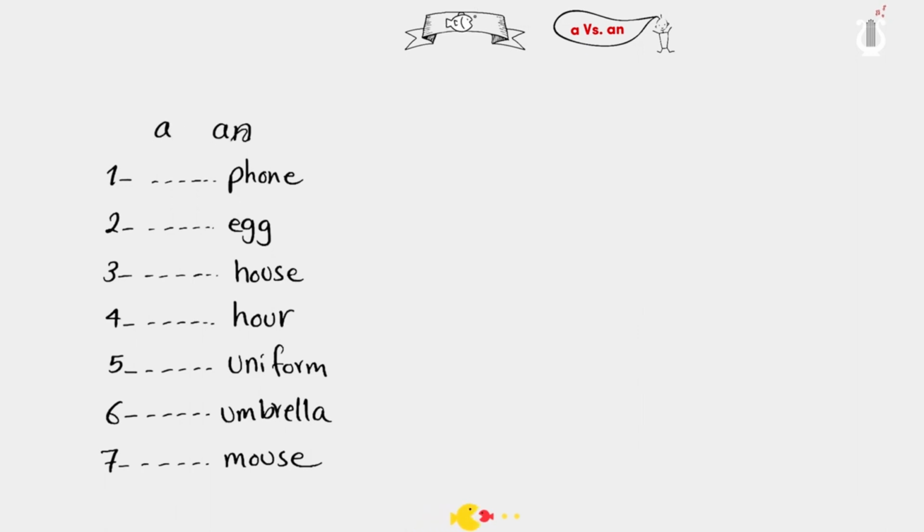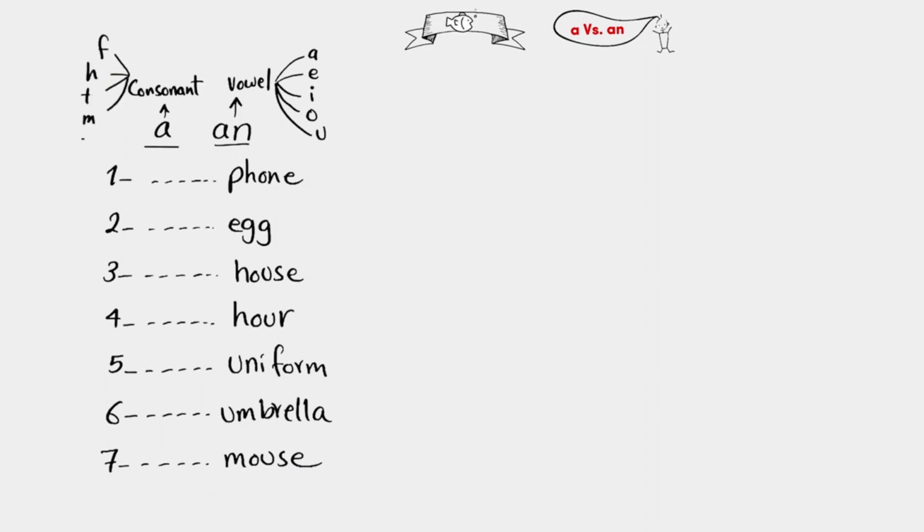How to use a or an before singular words. Just listen to the first sound of each word. Use an if the word starts with a vowel sound, like a, e, i, o, u. All other sounds are consonant. Here we use a with consonant sounds, like th, h, t, m, etc.